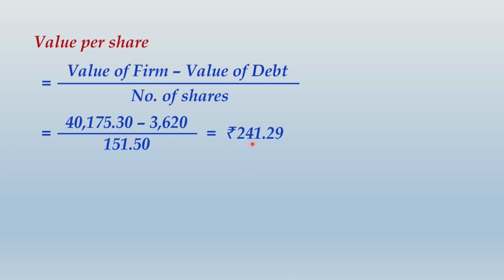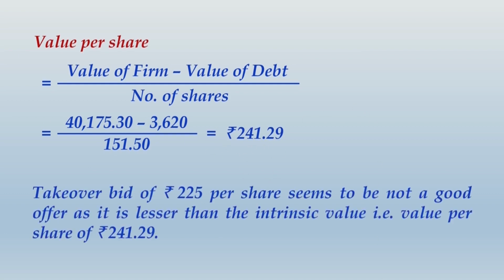This is the fair value of the share, and the takeover bid is rupees 225, which seems to be not a good offer, as it is lesser than the intrinsic value per share, that is the value of share being 241.29. We should not accept the bid as 225. This takeover bid should be rejected. So please write up this whole thing with the concluding line, and that will be end of the solution.